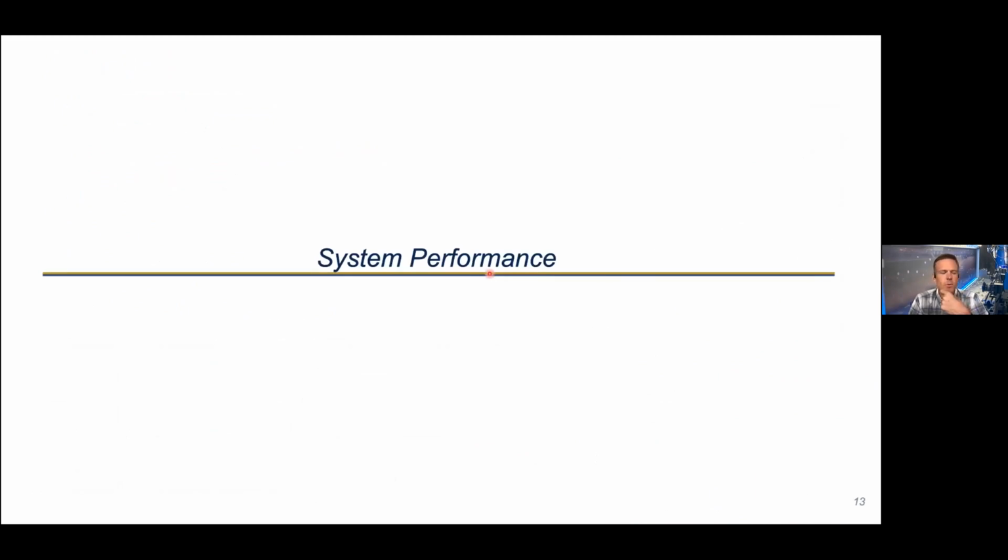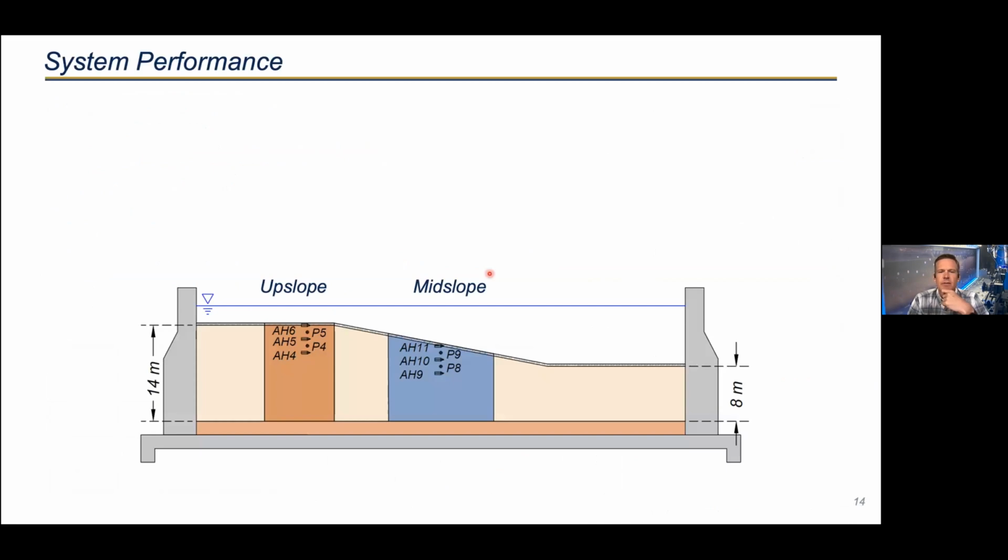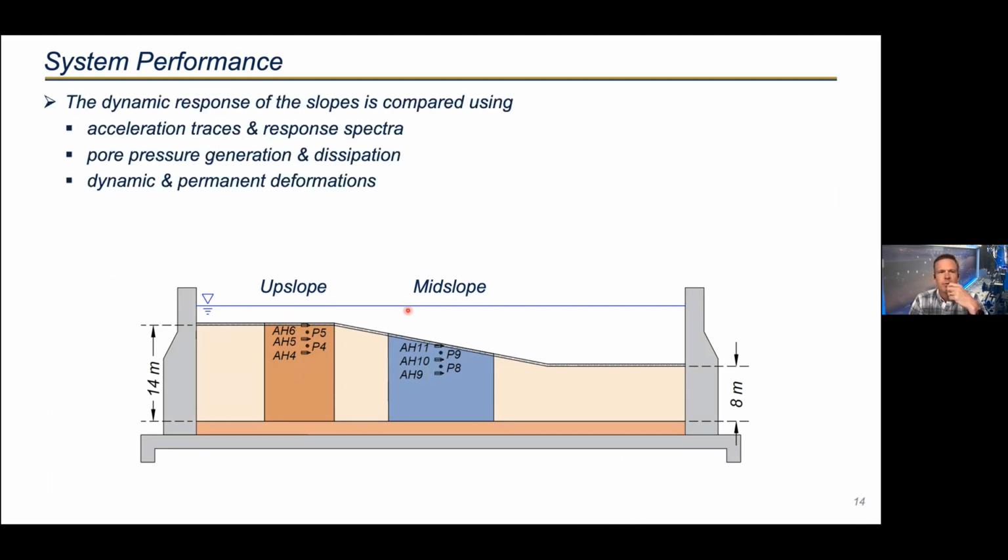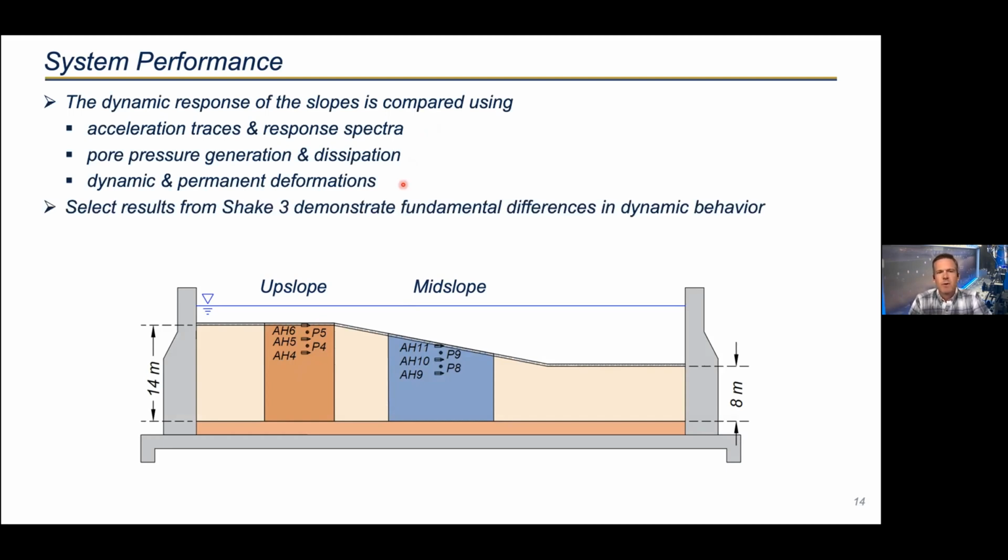So let's get into system performance for the next several slides. Everything you're going to see has only really focused on the top 2 or 3 accelerometers and pore pressure transducers on the upper slope and also in the mid slope. They are colored accordingly to the orange and to the blue, so you can track that as we go throughout. We'll briefly take a look at the acceleration traces and the response spectra computed from that, the pore pressure generation and dissipation, and then the dynamic deformations from calculated acceleration recordings and permanent deformations from the PIV displacement. And we're going to focus on shake 3, as I highlighted previously.